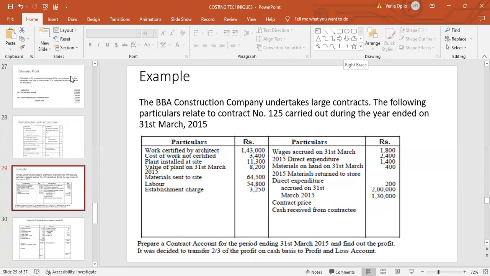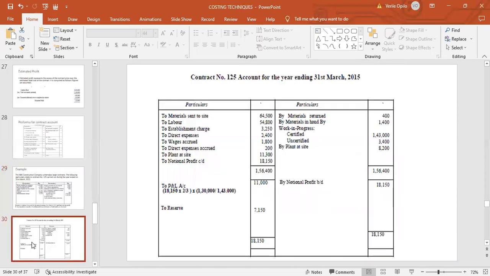On the credit side, we show any materials that have been returned from the site, any materials that have been sold, any materials that are remaining at hand. We are also going to show the amount of work certified and the amount of work uncertified. And also if there is any plant, the remaining value of the plant, or what we call the written down value of the plant at the closing date. So let's now prepare using the details that we have been provided.